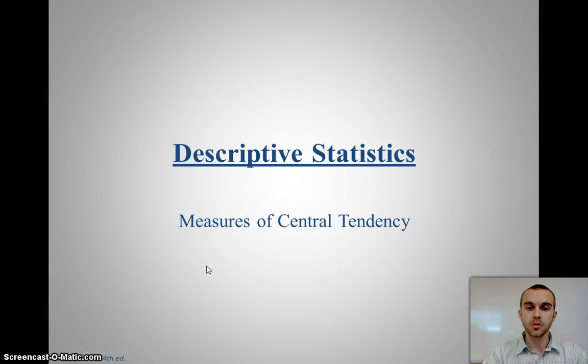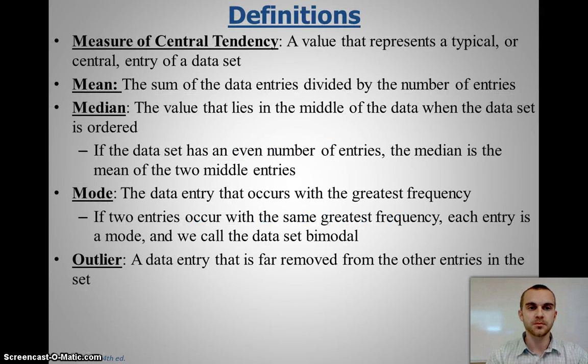In this video, we'll explore measures of central tendency. Now, a measure of central tendency is a value that represents a typical or central entry of a data set. The three that we primarily talk about are the mean, the median, and the mode.